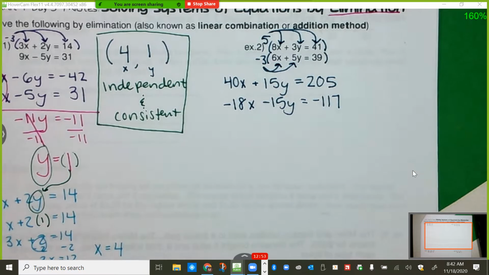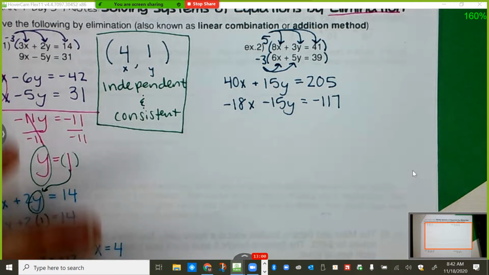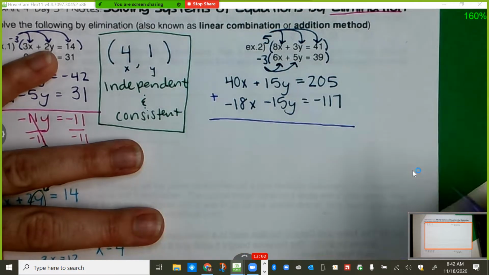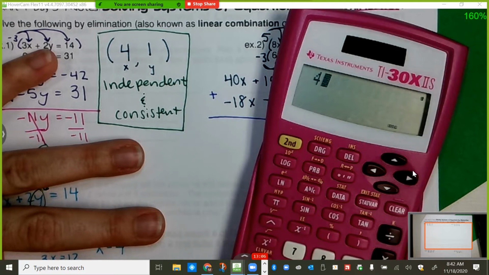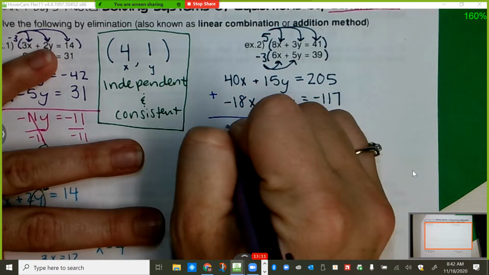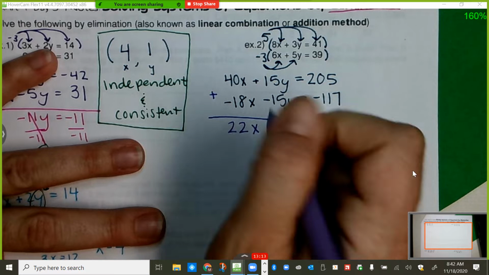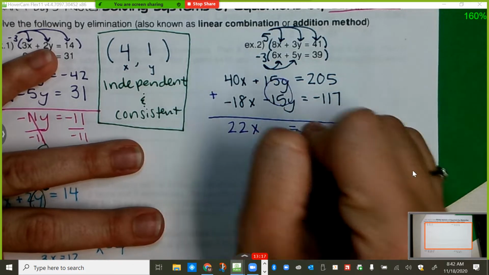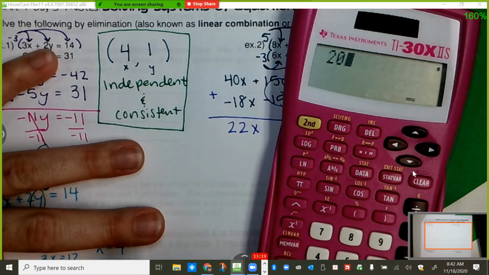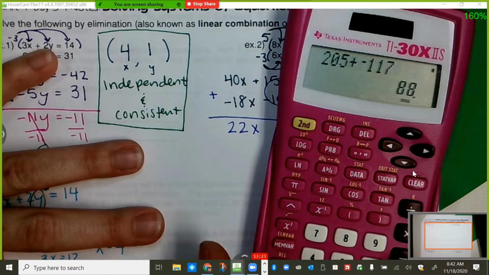Now what do I do? So we made the zero pairs. That was our first step. What's my second step? To add. We're going to do our big addition. So what's 40x plus -18x? Well, 40 plus -18 is 22. 15y plus -15y, 0, equals 205 plus -117. Is that what it was? Yeah. Is 88.